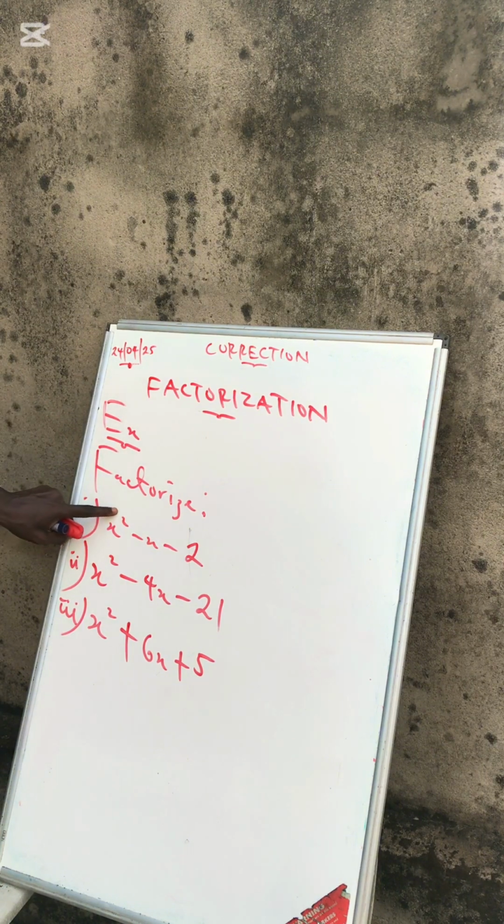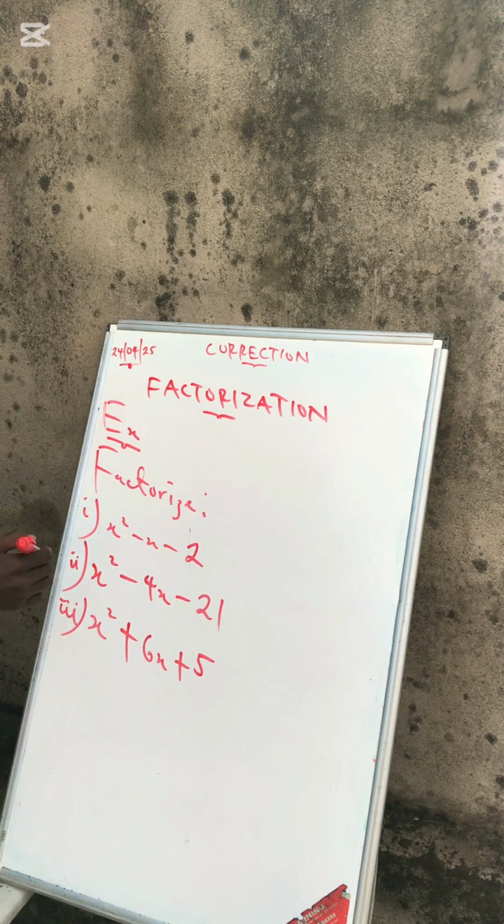What's the highest power of x here? X squared. The highest power of x is 2. This is x raised to power 2, this is x raised to power 1. Highest power of x in this expression is 2. So it will have 2 factors. If the highest power of x is 3, it will have 3 factors. Do you understand? If it's 4, it will have 4 factors.